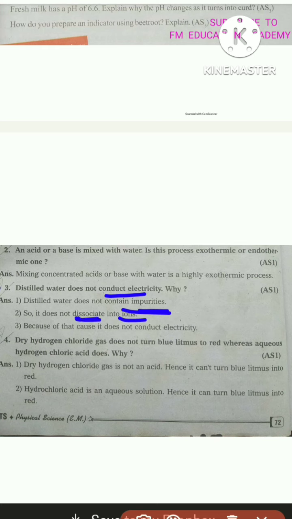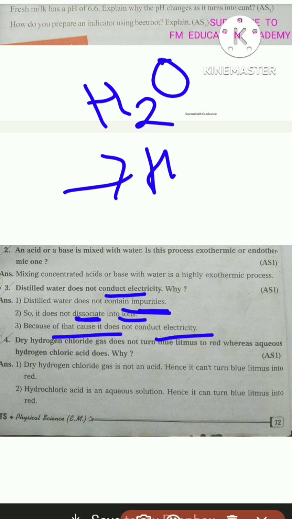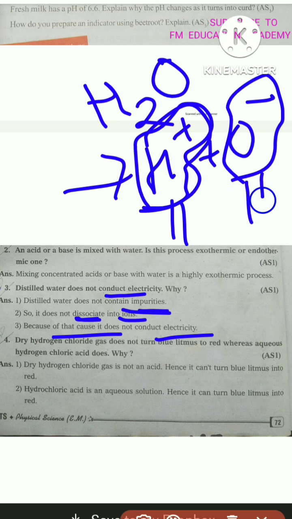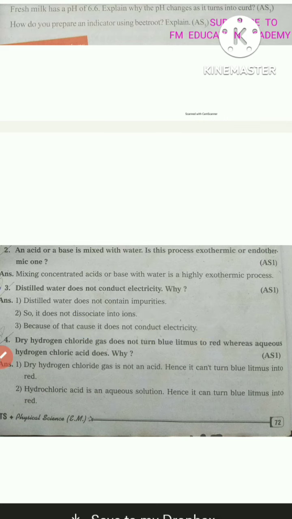So as we are not able to dissociate into ions, if ions are not formed, how can we conduct electricity? We know that whenever ions are dissociated, then only we'll be able to conduct electricity. How? Because we have the positive electrode, which is called the anode, and the negative electrode, which is called the cathode, and then negative ions connect to the anode and positive ions connect to the cathode. So we have all that procedure for positive ions and negative ions. So only if we have positive ions and negative ions will we be able to conduct electricity. Okay, next question.